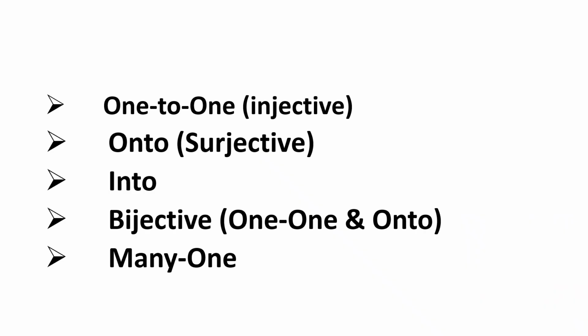Today we are going to learn about different types of functions. By mapping, there are different types of functions. One-to-one, that is injective function. Onto, another name for onto function is surjective function. Into function, bijective function, and many-to-one function.